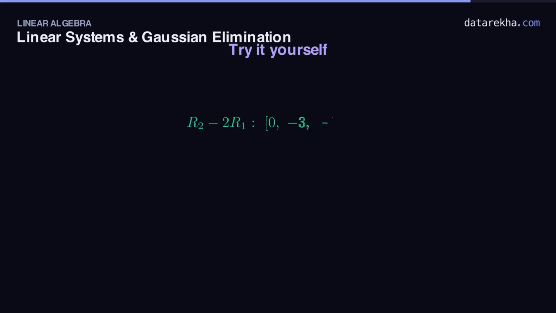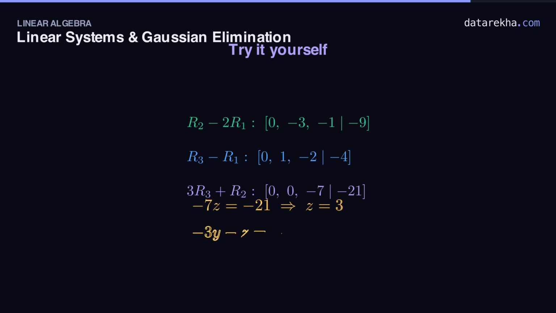Here's the walkthrough. Clear the first column. Row 2 minus 2 row 1 is 0, minus 3, minus 1, minus 9. Row 3 minus row 1 is 0, 1, minus 2, minus 4. Now clear the second column. To keep whole numbers, take 3 times row 3 plus row 2, which gives 0, 0, minus 7, minus 21. That last row is our final pivot.